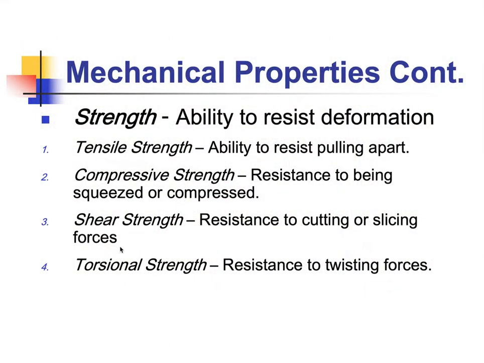Okay, and the last one is torsional strength, where we're twisting something. It could be like a crankshaft in a car engine, or an axle, or a drive shaft, or something like that, where we're trying to spin something and something's resisting it. Okay, so we have tensile, compressive, shear, and torsion.